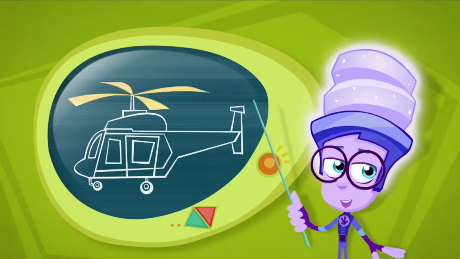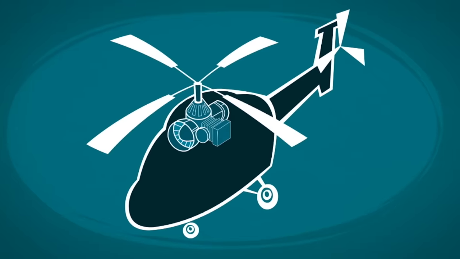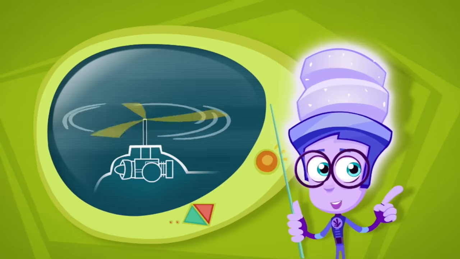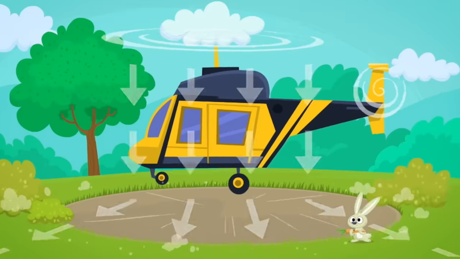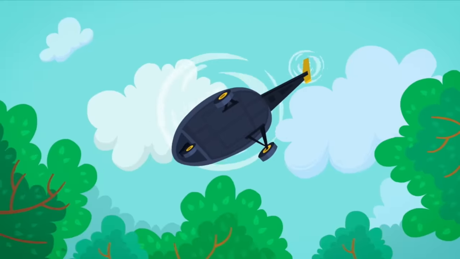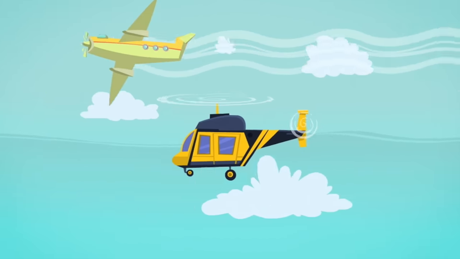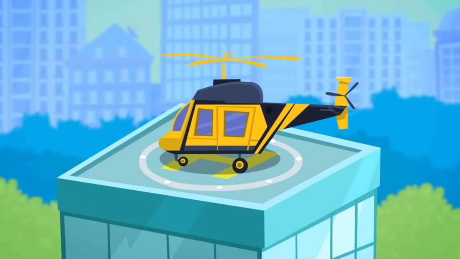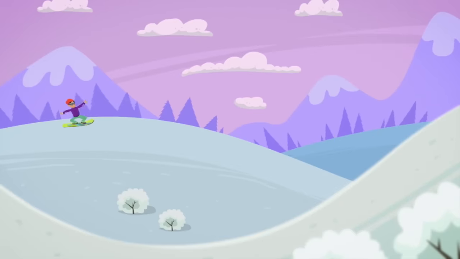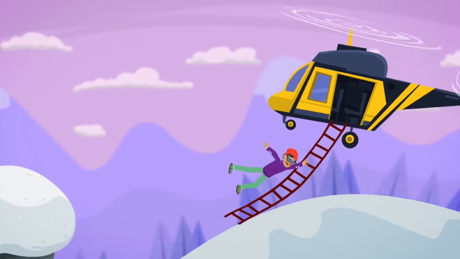Helicopters fly with the help of propellers. The biggest one is called the main rotor blade. When the engine turns it, the rotor pushes the air with such a powerful force that it lifts the helicopter up off the ground. Of course, helicopters can't fly as fast as airplanes, but they have the ability to easily land on a small patch of ground. And unlike airplanes, helicopters can hover in the air for a long time and even fly backwards.